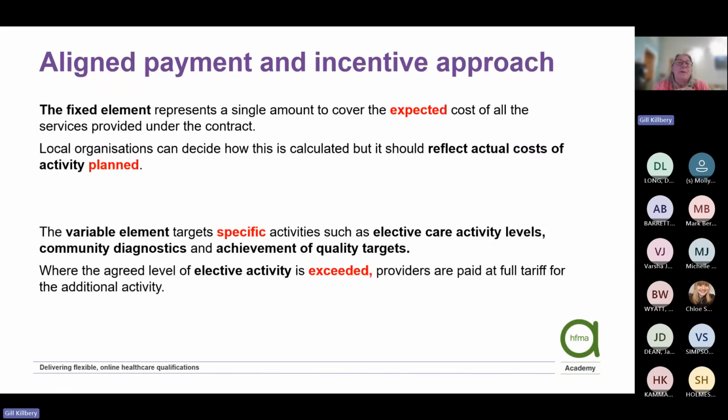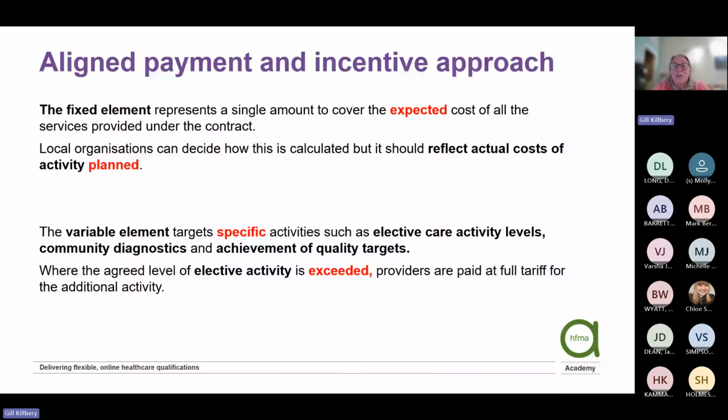So the fixed element represents a single amount to cover the expected costs of all services provided under the contract. The total contract value should reflect the cost of the planned contracted activity, plus any other services that have been commissioned. Most elective activity is variable, except outpatient follow-ups. This is to encourage increased activity to reduce waiting lists and shift to best practice processes. An incentive approach.